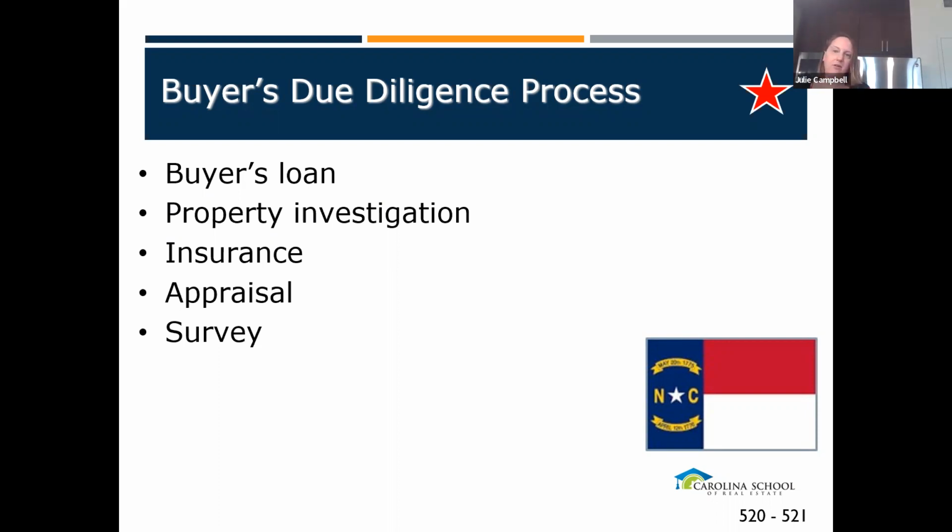If the buyer's getting a loan, homeowners insurance is required. It's how the lender protects their interest. If it's a cash buyer, homeowners insurance is highly recommended.